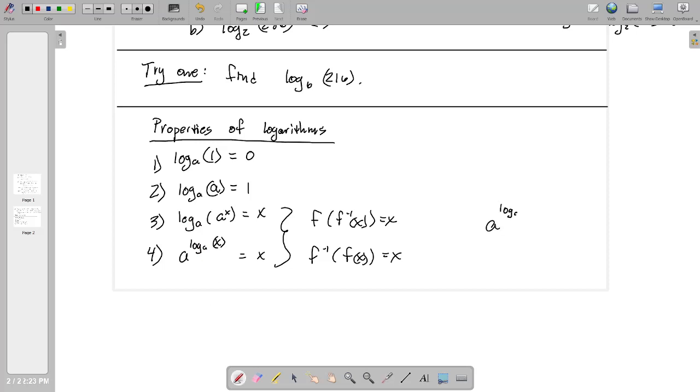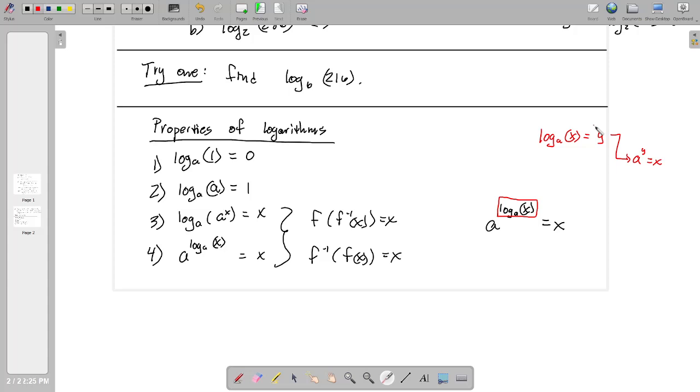A to the log base a of x is equal to x. Let's peel this one apart. What I'm going to do is take this exponent and write it over here. Log base a of x is equal to y. I don't know what y is, but in the end it won't matter. I just want to set it equal to something so that we can see. So remember what this means. A to this power gives me x. So I can rewrite this as a to the y power is equal to x. So here I'm saying that log base a of x is equal to y. I've set this equal to y.